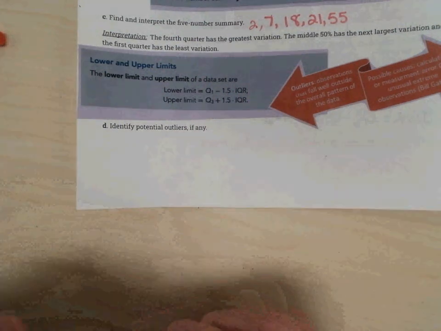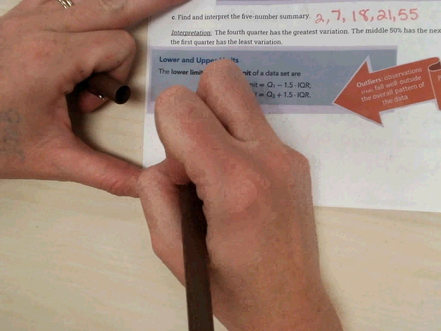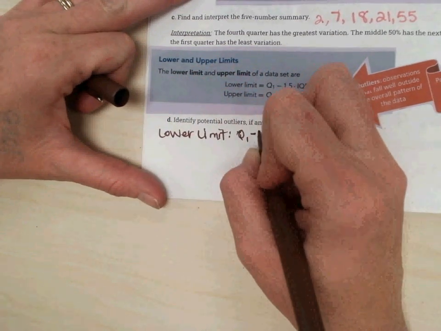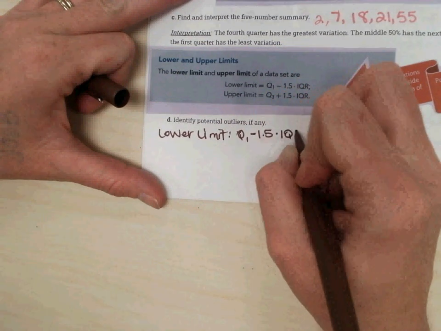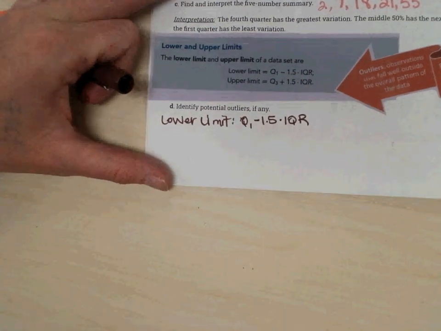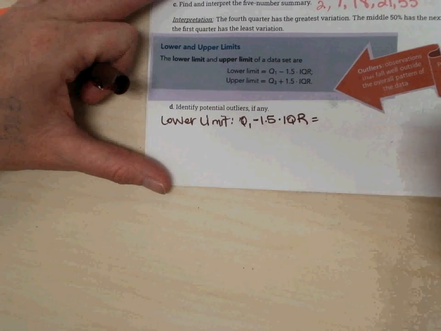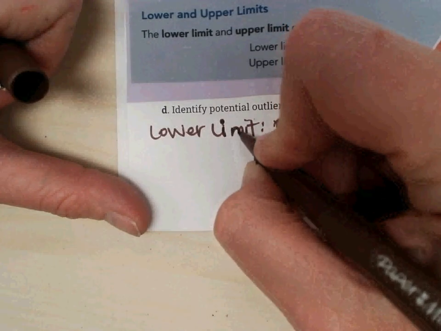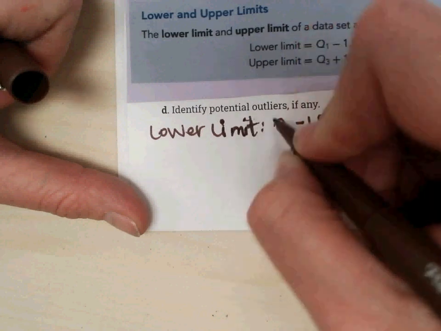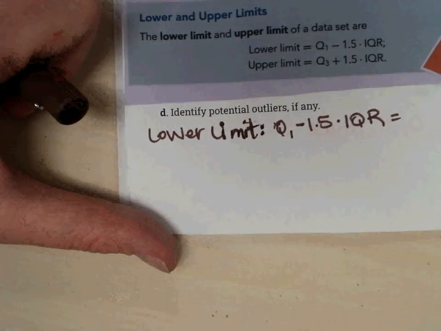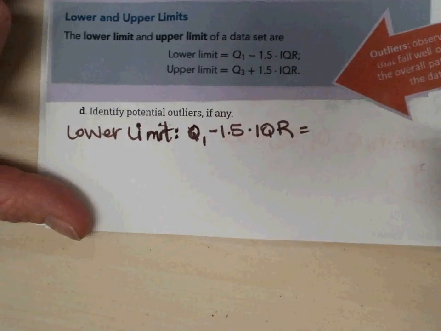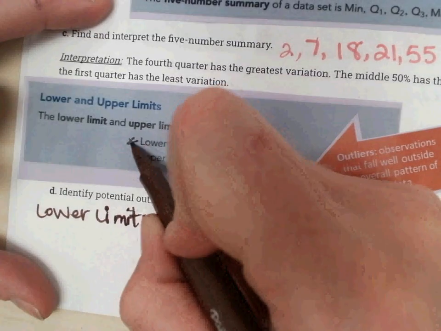I'm going to take the lower limit, which is Q1 minus 1.5 times the IQR. Lower limit, that looks terrible, doesn't it? I'm sorry. I don't know what just happened with my handwriting. Lower limit. Okay, Q1 minus 1.5 times the IQR. It's also written right here.